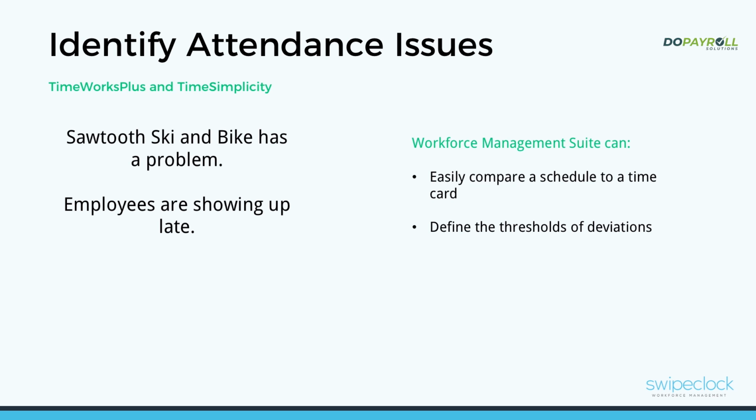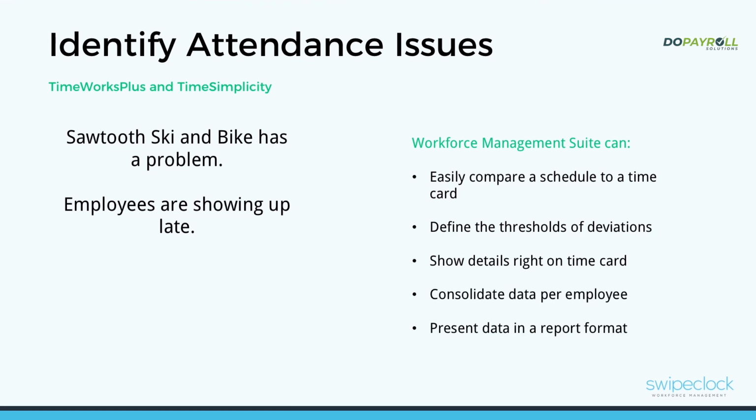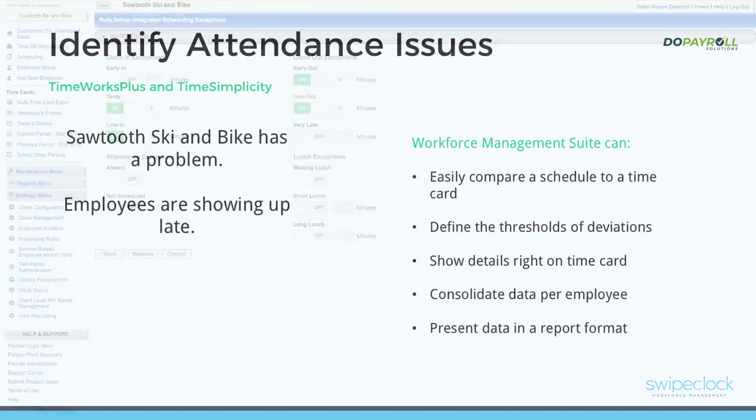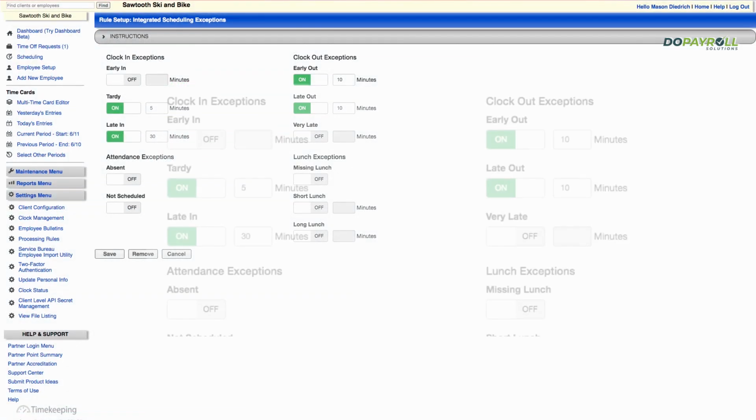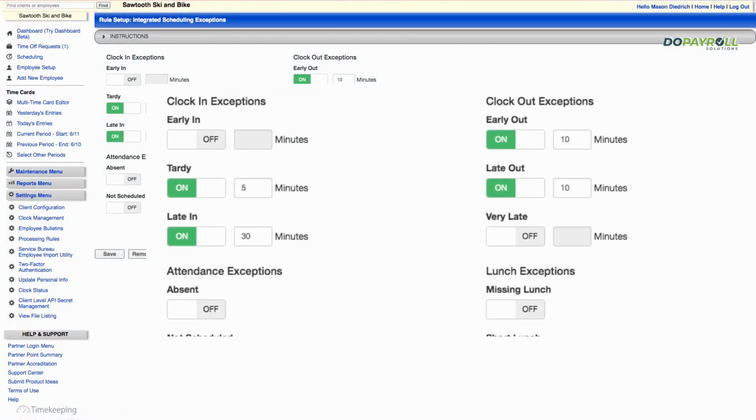During tourist season, no manager has the time to monitor attendance, and when they do get a chance to look at the time cards, they would rather not jump back and forth from time card to schedule to see who was late and by how much. They also want some control over what constitutes being late, and even see when employees are leaving early. All this can be visible on the time card, but in addition to seeing it per employee, they also want a report. By using attendance deviation thresholds defined in TimeWorks Plus, the process of monitoring attendance is much more efficient.